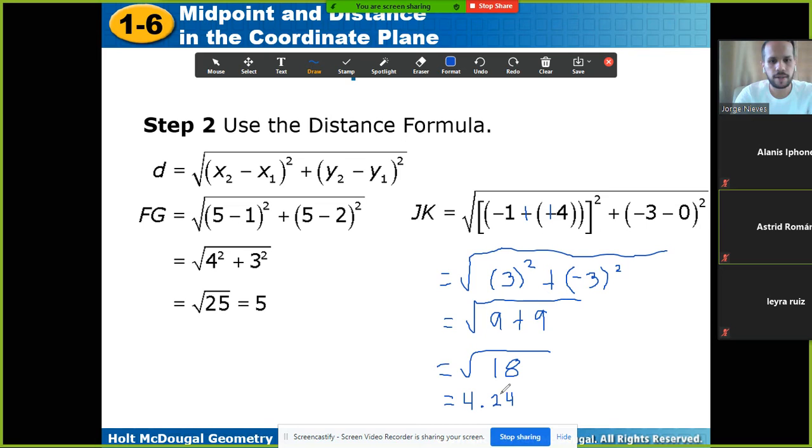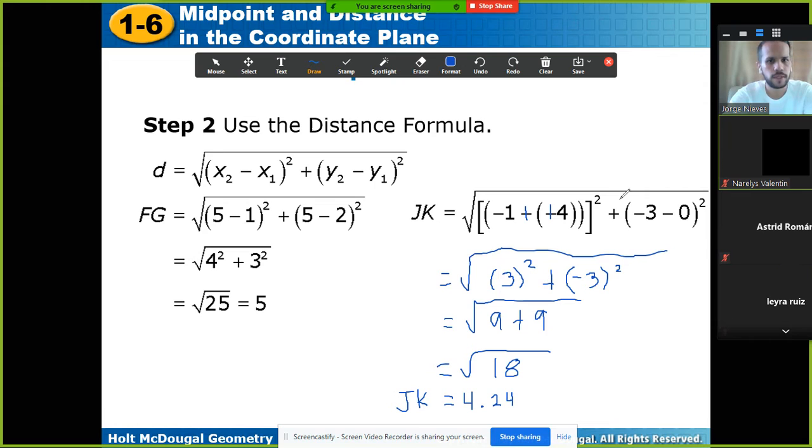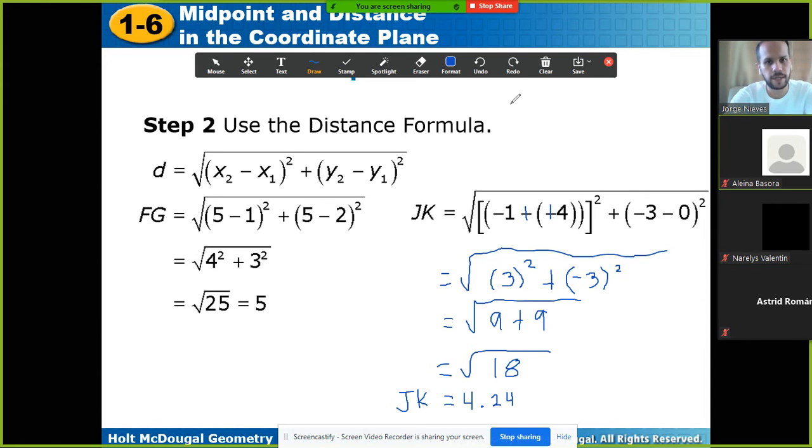La distancia es la misma. Exacto, pues así que no son congruentes, ¿verdad? That's what we are trying to do. So when we use the distance formula, we determine that FJ is not equal to JK. That's basically what you have to do in those kinds of problems. Any questions about this problem? Es solo sustituir, ¿verdad? Trabajar con la fórmula.